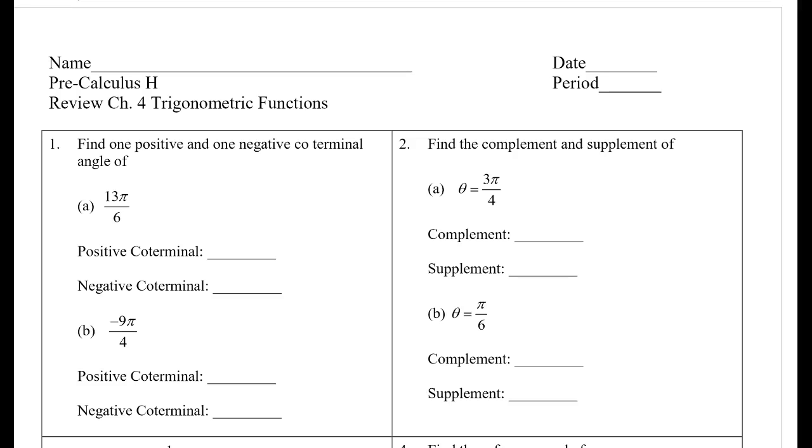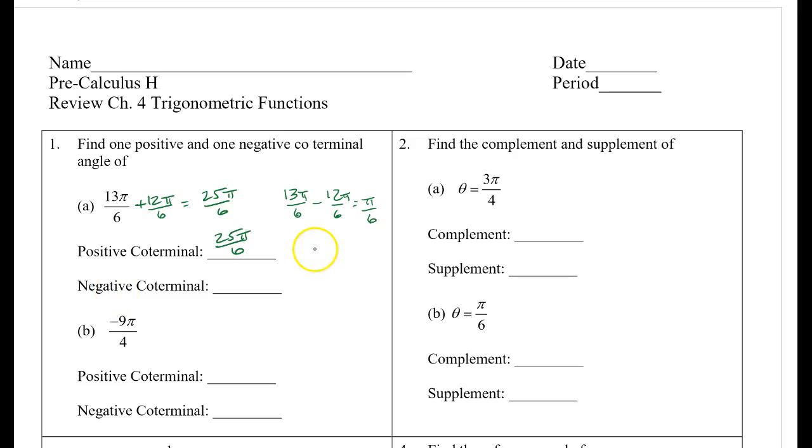So if we have 13 pi over 6, if I add 2 pi to that, that's really the same as adding 12 pi over 6, which gives me 25 pi over 6. That would be a positive coterminal angle. And then for a negative coterminal angle, we just need to go backwards. So we would subtract 2 pi, or subtract 12 pi over 6, from the 13 pi over 6. And that leaves us with pi over 6, but that's still positive, and we need a negative angle.